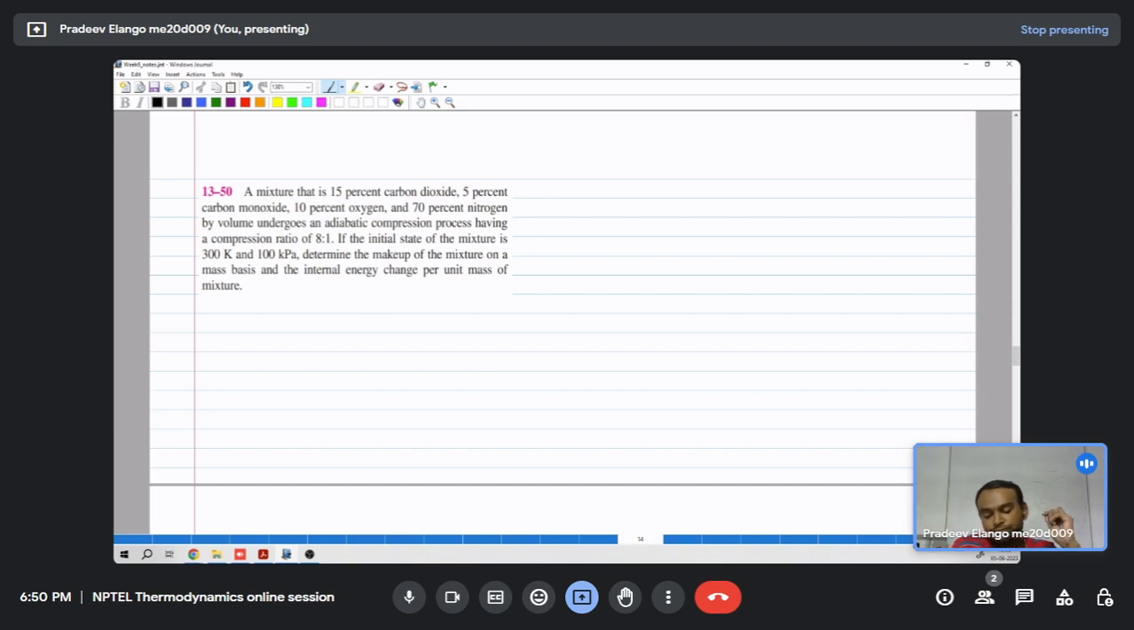The next problem: a mixture that is 15% carbon dioxide, 5% carbon monoxide, 10% oxygen, and 70% nitrogen by volume undergoes an adiabatic compression process having a compression ratio of 8:1. If the initial state of the mixture is 300 Kelvin and 100 kilopascal, determine the makeup of the mixture on a mass basis and the internal energy change per unit mass of mixture.